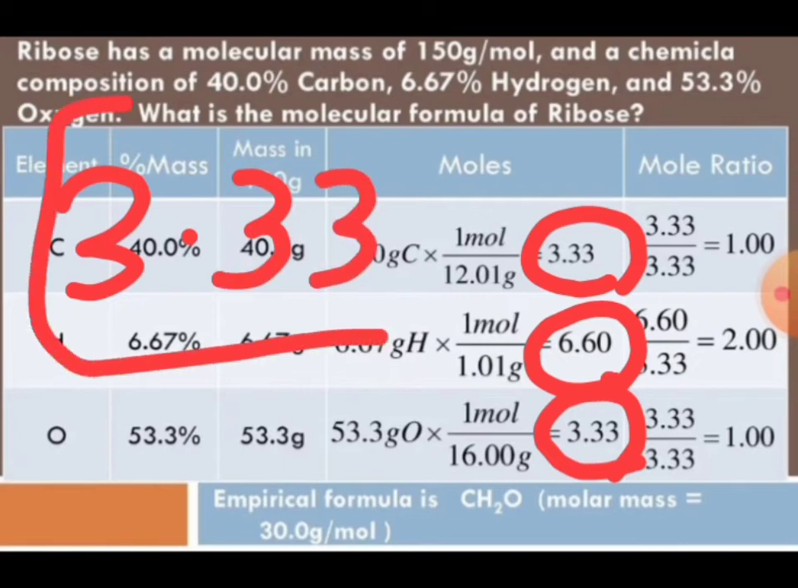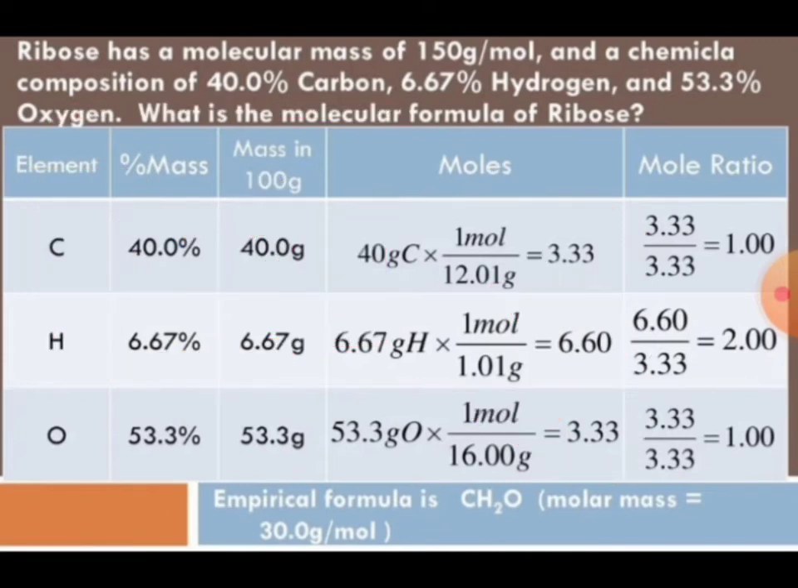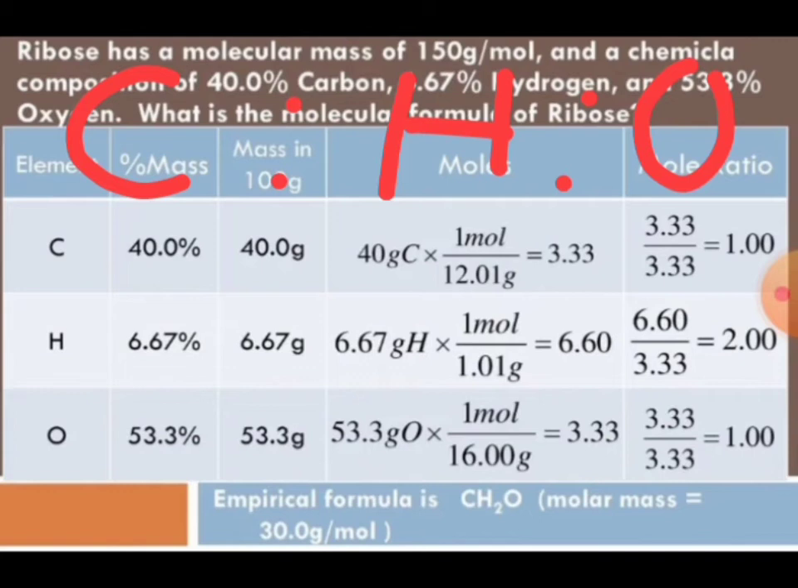Now with this value, I need to divide all these numbers of moles. See children, the number of moles of carbon is 3.33. I need to divide with the smallest number of mole 3.33. I'll get 1. Similarly, the hydrogen number of mole is 6.60. I have to divide with the smallest number of mole 3.33. I got 2. Next, the number of moles of oxygen is 3.33 and the smallest number of mole is 3.33. I'll get 1. So the mole ratio of carbon, hydrogen and oxygen I got is carbon 1, hydrogen 2 and oxygen also 1.